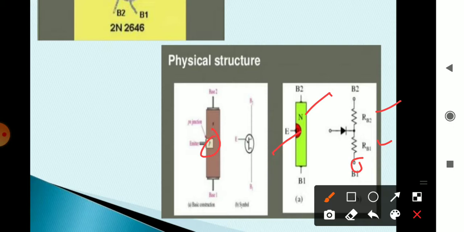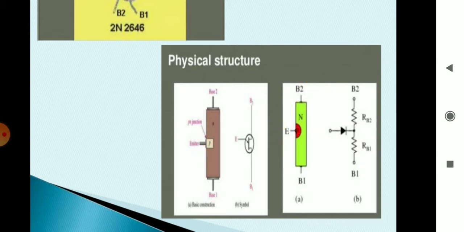We know that when P and N regions are combined, we get a P-N junction, which is nothing but a diode. That's why it is represented by a diode. So we can say the UJT is a semiconductor device with one lightly doped N layer and one heavily doped P region, which forms the emitter terminal. Two other ohmic contacts, B1 and B2, create ohmic contact resistances, which are RB1 and RB2. This is the equivalent circuit of a UJT.